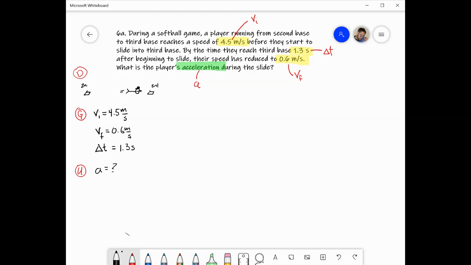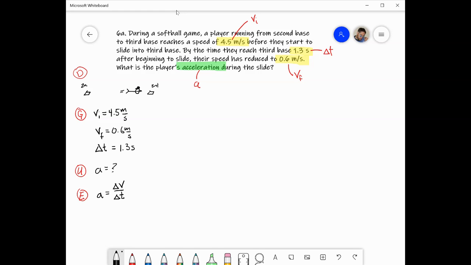And now we're at the point where I need to put in my equation, to guess, right? So what equation do I need? I need an equation that involves velocities, times, and accelerations. And because I'm not interested in changes in position at all, the only equation that I've got that has nothing to do with changes in position is this equation here that is a equals delta v over delta t.